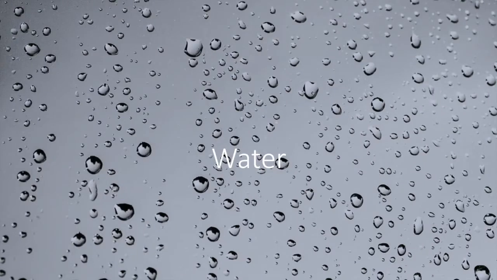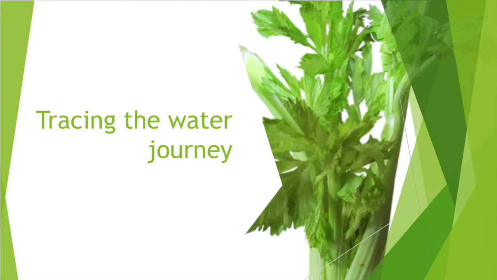Let's go on to think about water. Water is the most immediate source of nourishment for the plant. But how is it used by plants? How does it travel from the roots to the tip of the leaves or flowers? The second activity in this module is called Tracing the Water Journey.